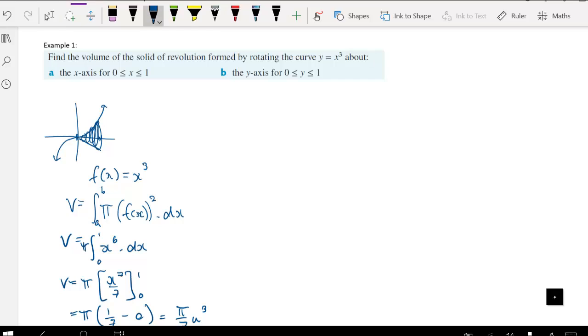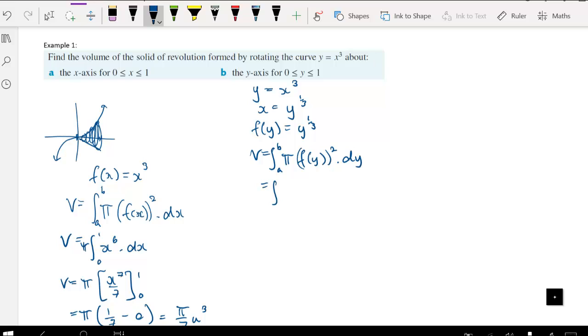When we look at part b, and now we're looking at rotating about the y-axis, we need a function of y. So to get that function of y, we've already got y is x cubed. We can isolate our x, so we get x is equal to y to the 1/3. So that means our f of y is y to the 1/3. Our volume will be the integral between b and a of pi f of y squared with respect to y, which means we've got the integral, because the bounds are 1 and 0 again.